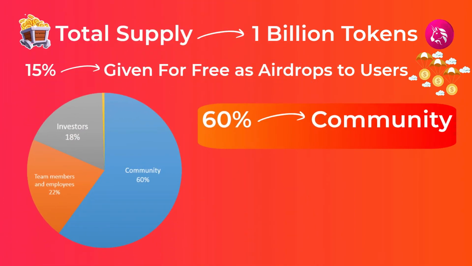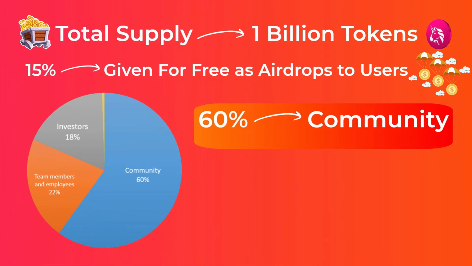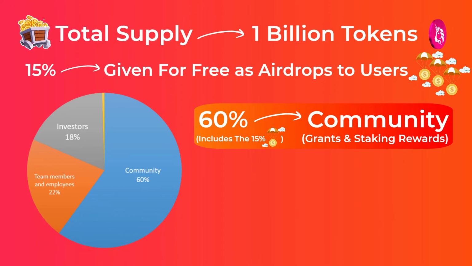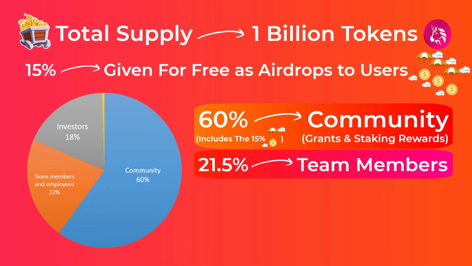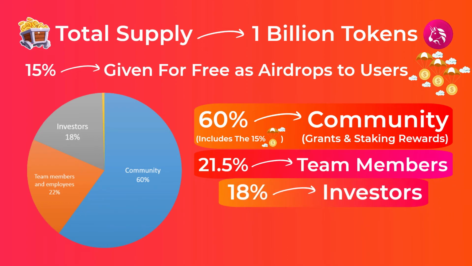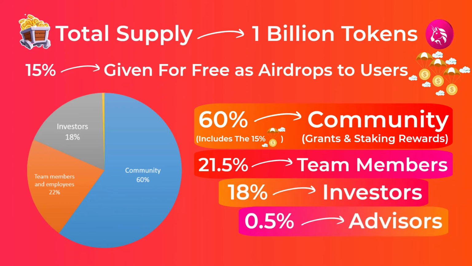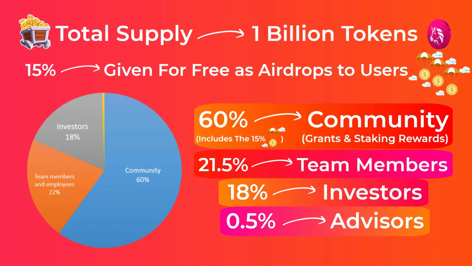A total of 60% of the tokens will go to the community members in the form of grants and staking rewards, which we will explain in details in the Uniswap v3 video. This 60% includes the 15% given to users. Also, 21.5% of the total supply will go to team members, and 18% will go to investors, and 0.5% will go to advisors.